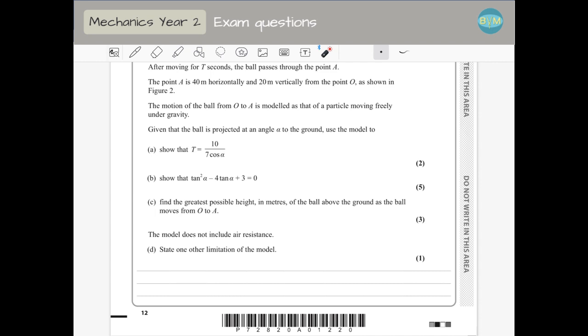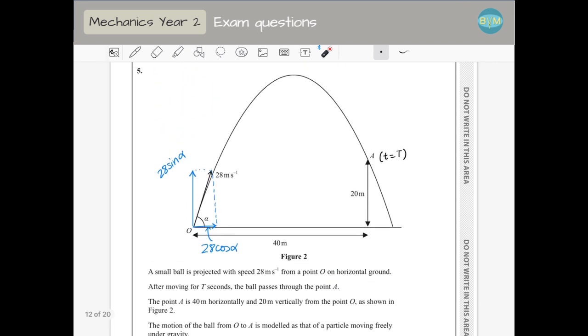Don't mention the mass or the weight of the particle, because that won't change anything. And that's all with this question.